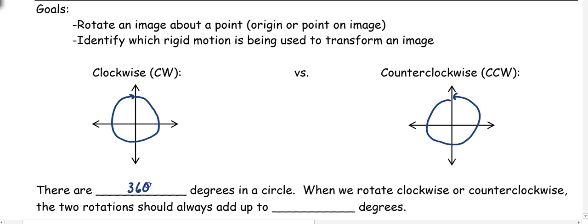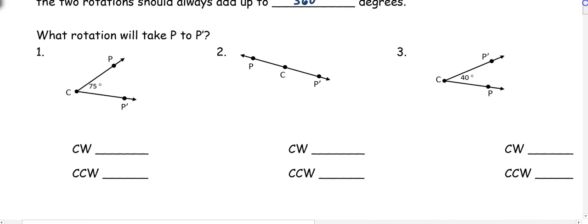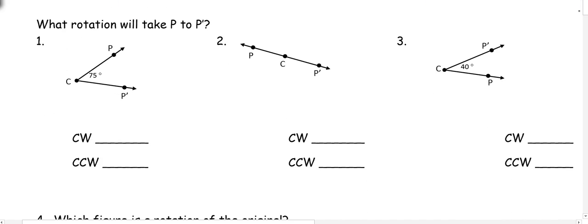There are 360 degrees in a circle, so when we rotate clockwise or counterclockwise, the two rotations should always add up to 360. So what rotation will take P to P prime? P is where we're starting, and we're moving to P prime.